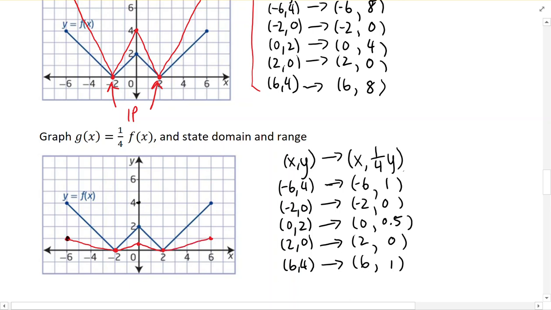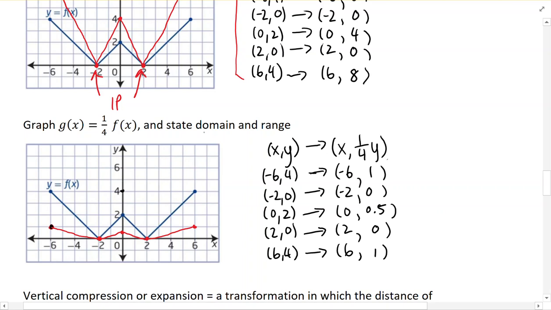Okay, so here, ooh, it's asking for something a little different. It's actually asking us to state the domain and range. Ooh, need to refresh our minds on that. So what's domain and range? Domain and range. So domain are the possible x values, and range are the possible y values.